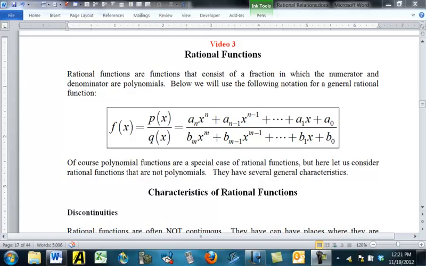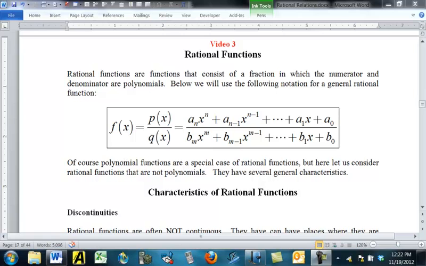Any of these coefficients can be 0 except for the first one, a sub n over b sub m. A sub n and b sub m are not 0. Okay, so there's some leading coefficient there. Of course, the whole denominator can't be the function 0. The numerator can't be 0 either. If the whole numerator is 0, then you just got the constant function y equals 0. If the denominator is 0, then you got a real problem because the whole thing is not defined.